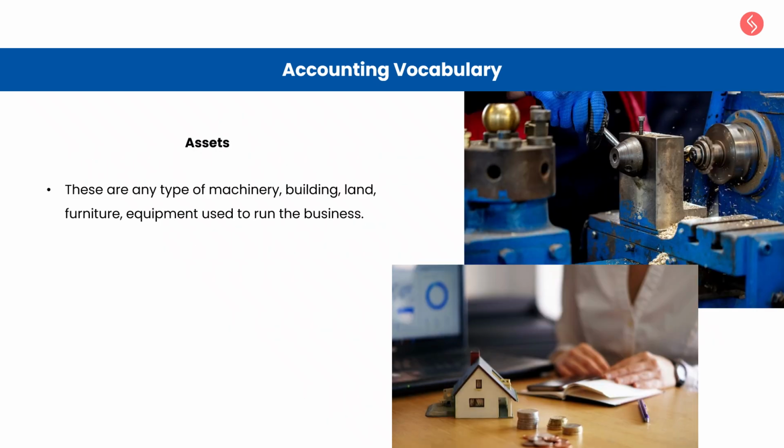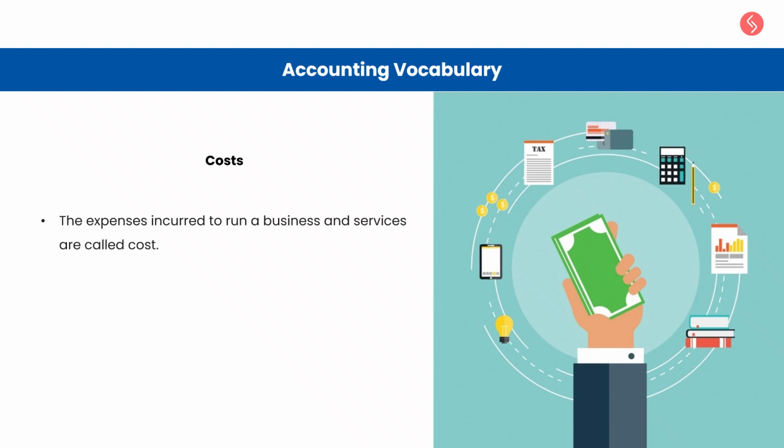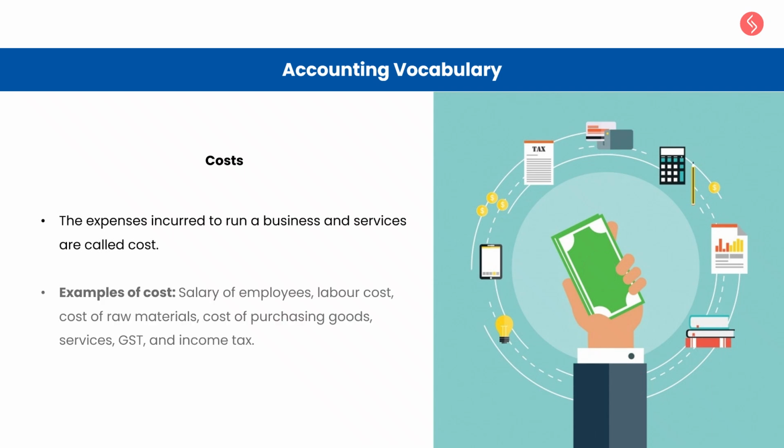Assets. These are any type of machinery, building, land, furniture, equipment used to run the business. Revenue. Also called sales, revenue is basically the income that any business earns from producing or providing products and/or services to its customers. Cost. The expenses incurred to run a business and services are called cost. Examples of cost: salary of employees, labor cost, cost of raw materials, cost of purchasing goods, services, GST, and income tax.